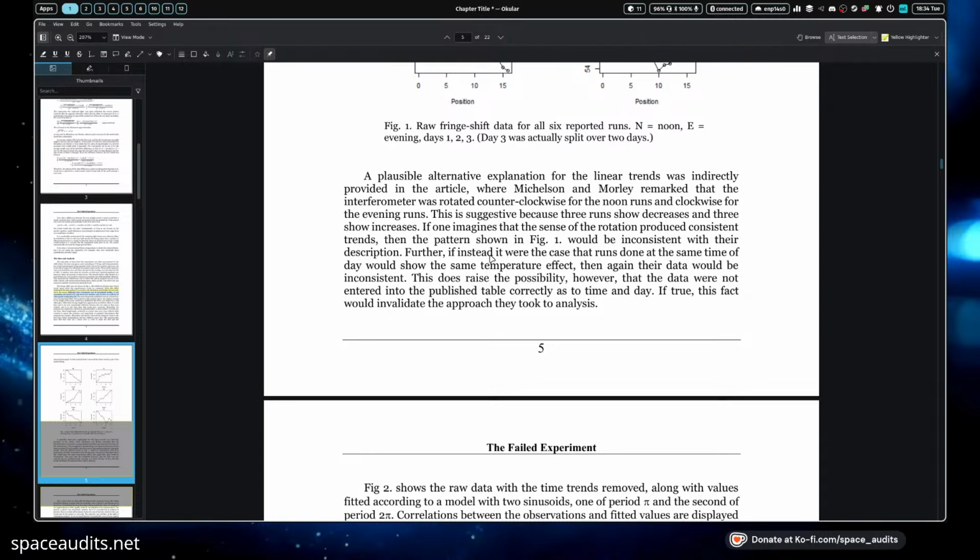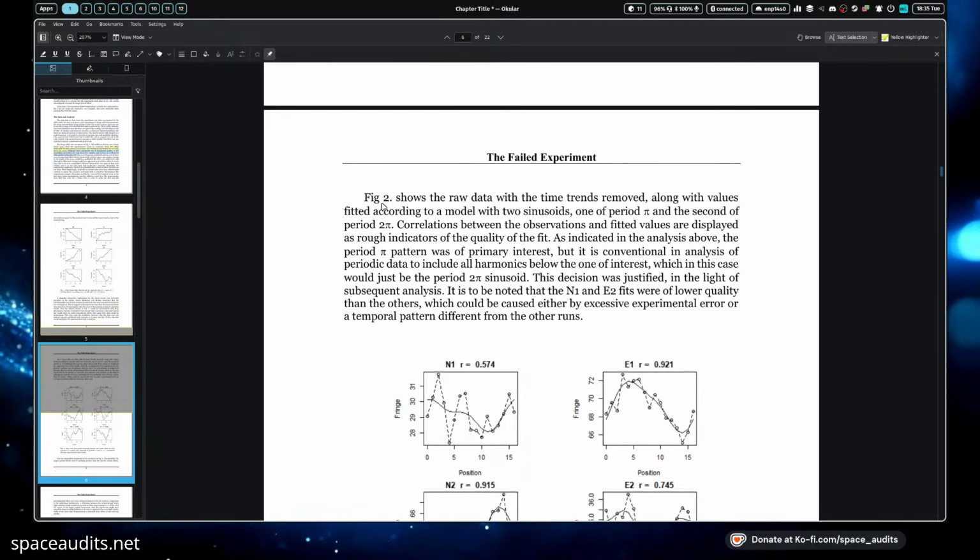Further, if instead it were the case that the runs were done at the same time of day, they would show the same temperature effect, and then again their data would be inconsistent. This does raise the possibility, however, that the data was not entered into the published data table correctly as to the time of day. If that were true, in fact, it would invalidate the approach that they took for the analysis.